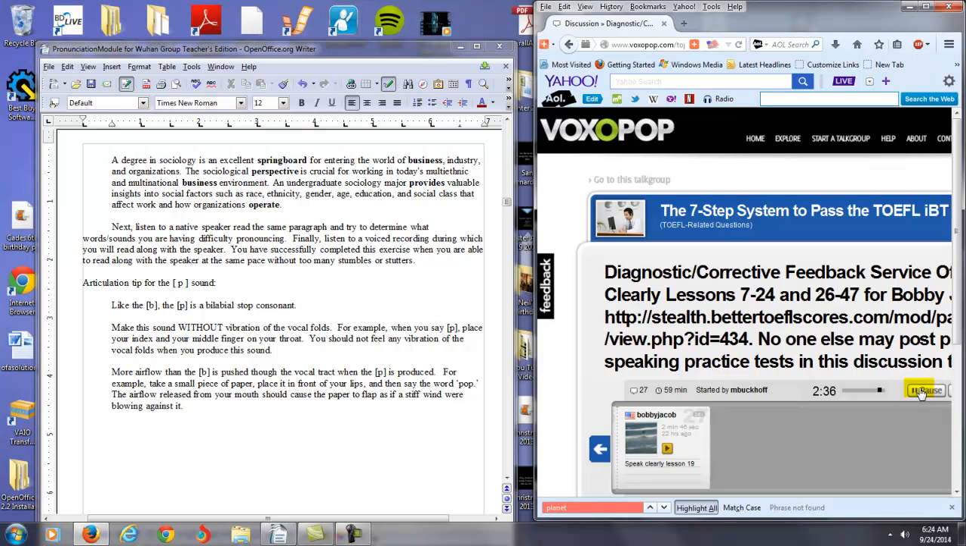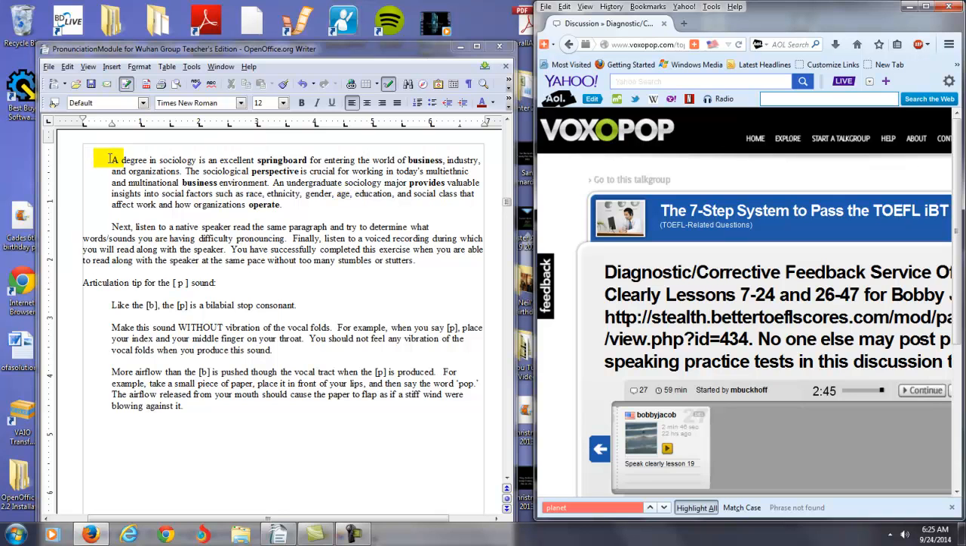Factors such as race, ethnicity, gender, age, education, and social class that affect work. And here, there's no S here. It just says that affect work. Because you have 1, 2, 3, 4, 5, 6 different words here. Then you have that, which is referring to these words. So this subject here needs to be plural. So don't put S's where they're not needed. And make sure you use S's where they are needed. Organizations operate. All right. I think you're pretty good there.